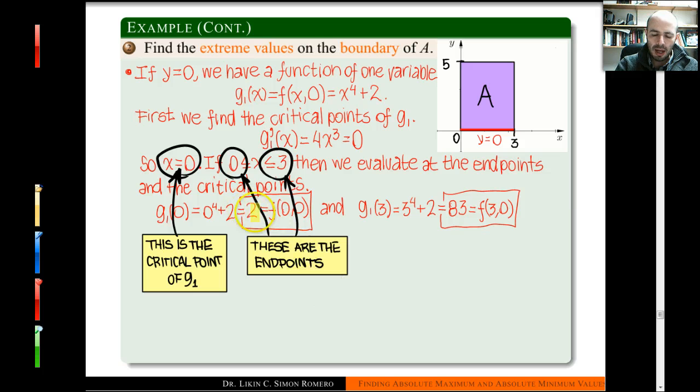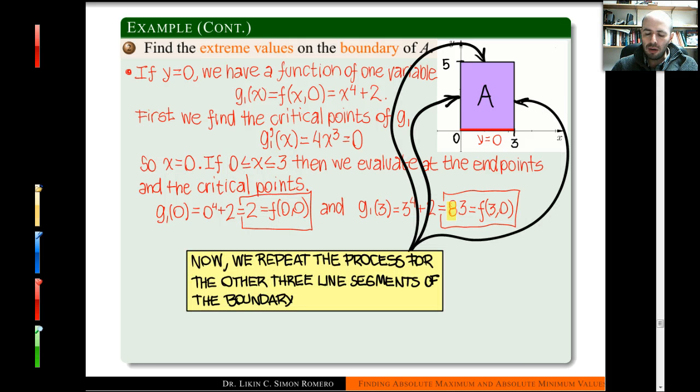So the value at 0 is equal to 2. That, in the original function, will give you f(0, 0). And the other endpoint is when x is equal to 3, and that will give you the point (3, 0), and the value of the function there is 83. So we have now finally done these two. We're going to repeat the process for the other 3 line segments on the boundary.